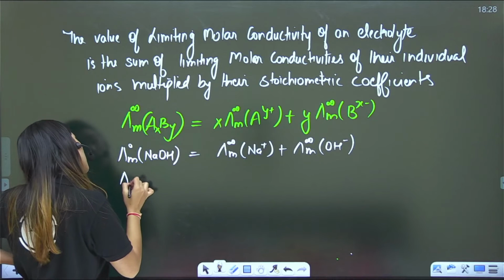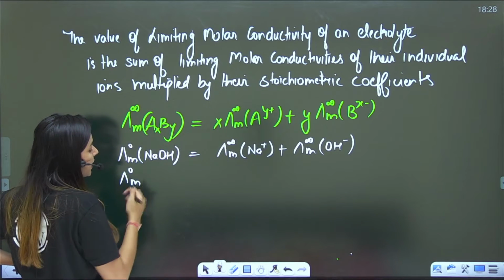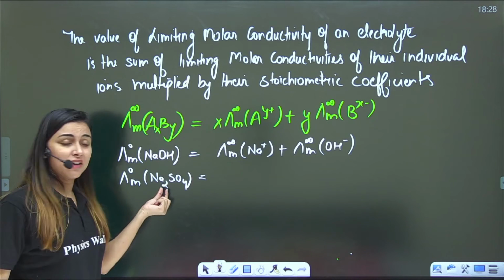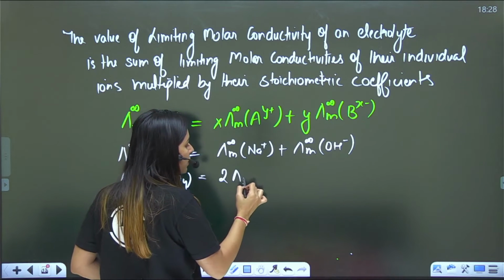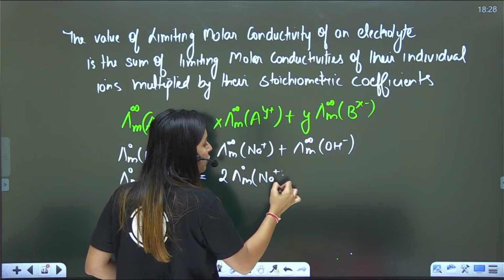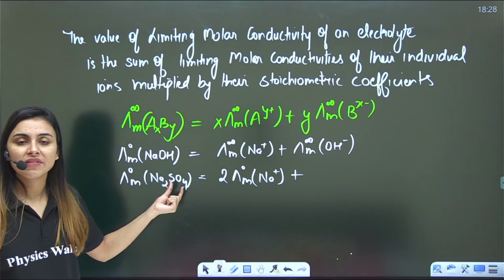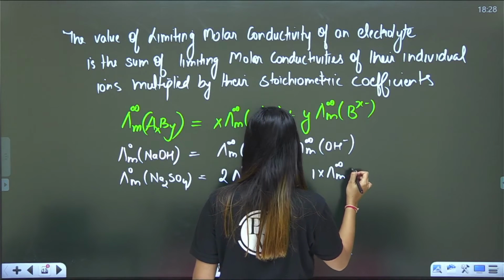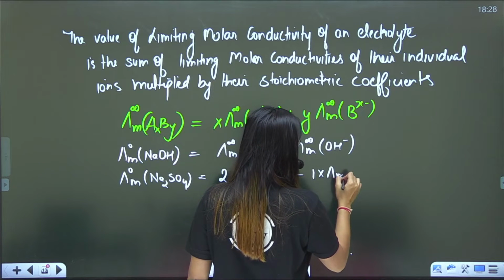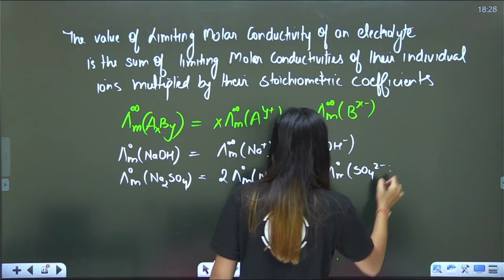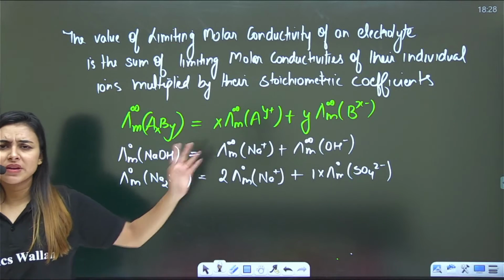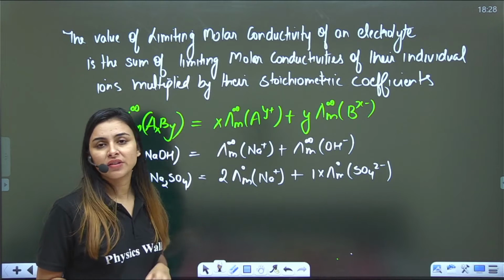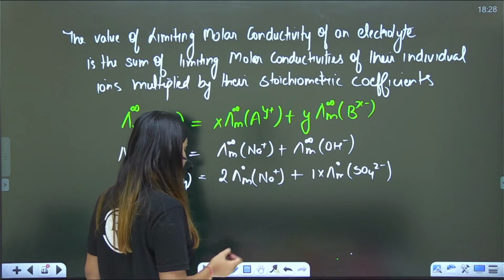Let's make it a little more complicated. Let's say it is Na2SO4. What does this mean? You will have 2 here, so you have to multiply it by 2, then molar conductivity of Na+. Then for SO4 2−, you don't have anything, so this will be 1. So 1 into molar conductivity at infinite dilution of SO4 2−. You can just write it like this. You need not memorize the formula. Don't be confused if I have written 0 somewhere or infinite. It is one and the same thing. I am telling you this again and again.